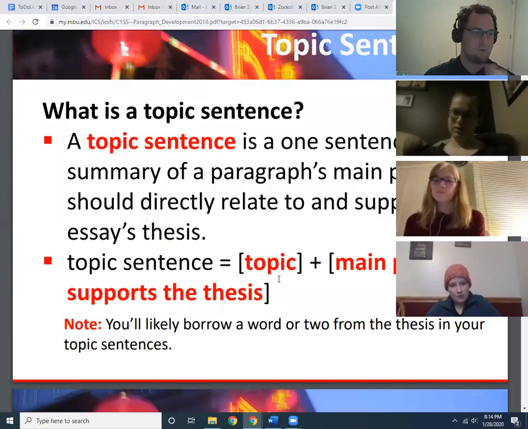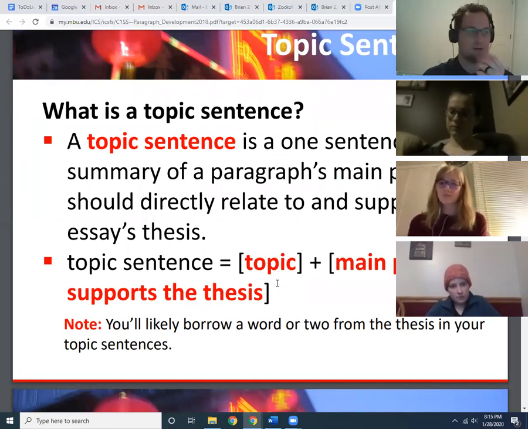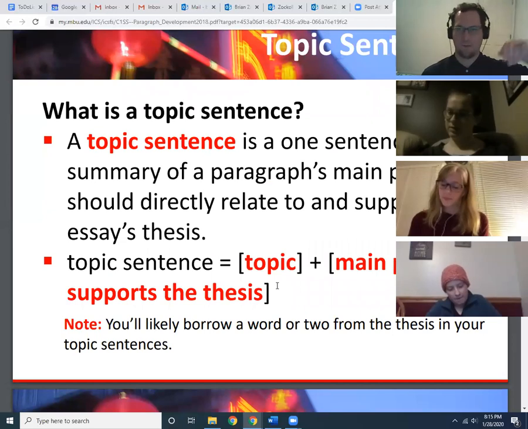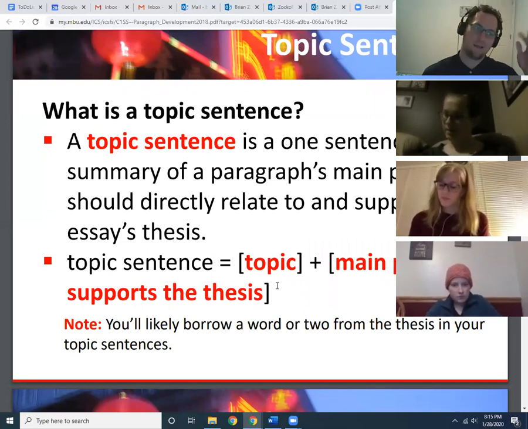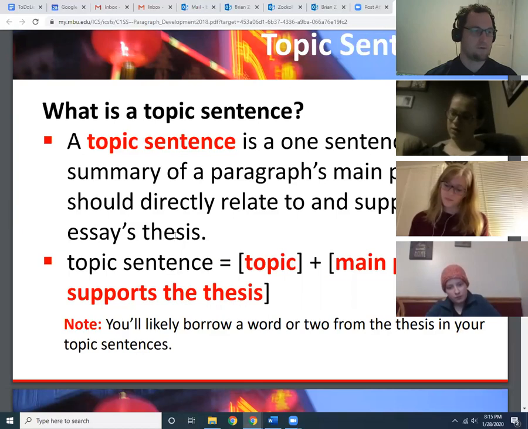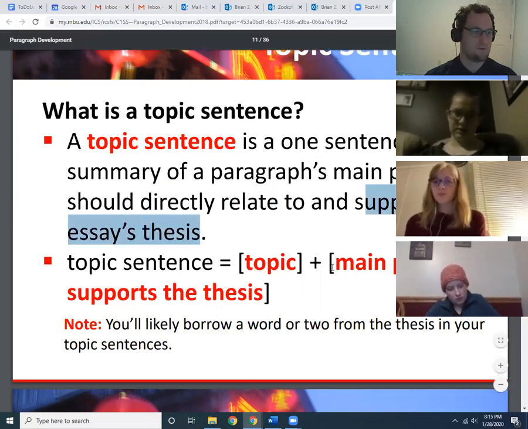So here's what the formula would look like, for those of you mathematicians in the audience. This is what it would look like if you're putting together topic plus main point that supports a thesis. Again, topic, which would be somewhat like your thesis, and then your main point. I like to say thesis plus because equals the support, and in that formula you have your topic sentence, which should directly relate to and support the early thesis.